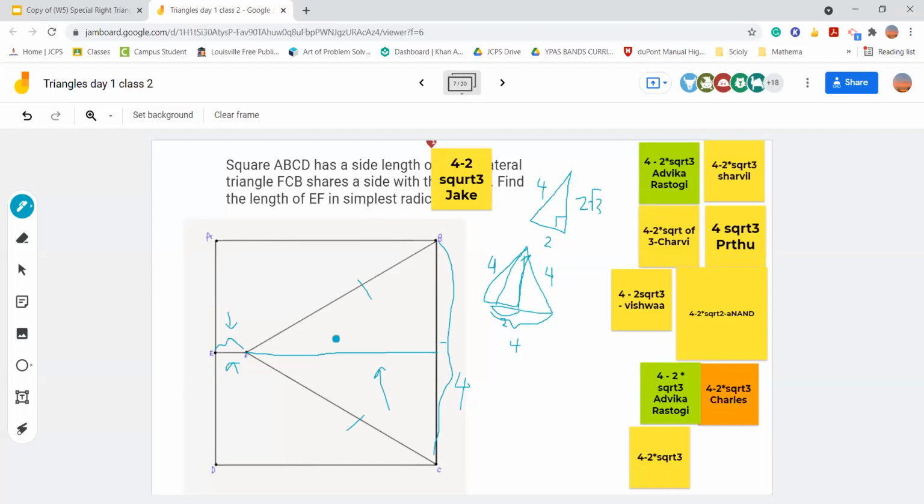So now I know that this thing is 2 radical 3. And I know this whole side length of the square is 4. So my EF length would just be 4 minus 2 radical 3, which is what almost all of you guys put. So great job, guys.